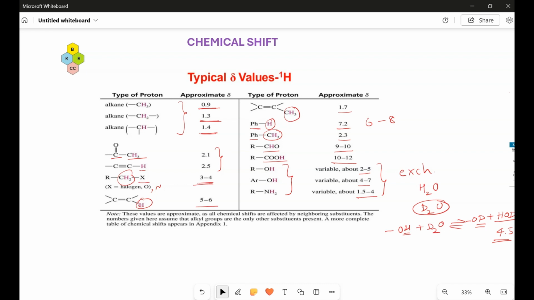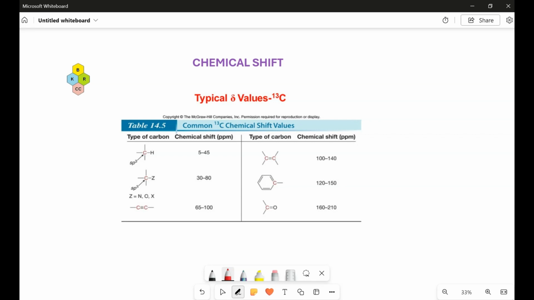And a CH3 attached to an aromatic ring, CH3 attached to an alkene, a CH3 attached to C double bond O, and the alkyne hydrogen. All these will come around 2 to 3. Very simple. So I have just split them into different categories, and we can easily remember them. Is it not? Okay.